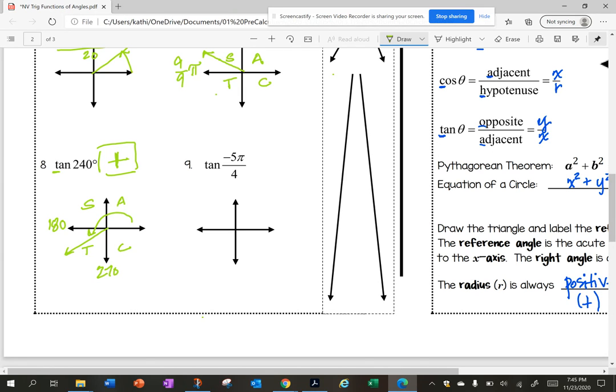Negative 5 pi over 4. I'm going in the negative rotation. So I'm looking at the denominator here. So this is going to be negative 4 over 4. If I'm going one more, it is going to be negative 5 over 4. So this puts me in the second quadrant. So tangent, all students take calculus. Tangent is positive in the first and the third quadrant, so it is negative in the second quadrant. Okay, that's it.